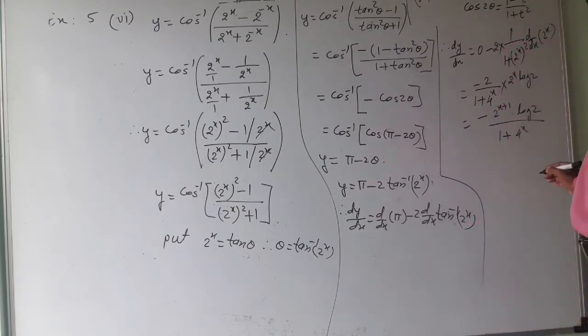Somebody can write, instead of this, 2 raised to x raised to 2. This also is absolutely correct. Or somebody will write 2 raised to 2x. That is also correct. Or somebody may write like this.